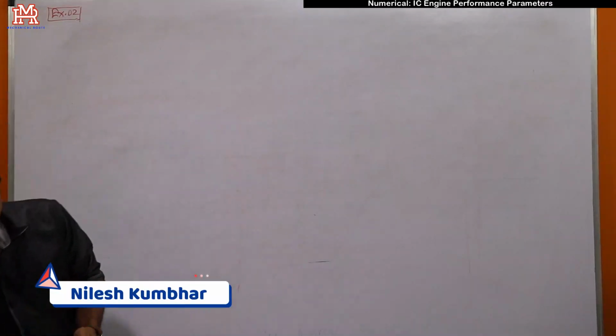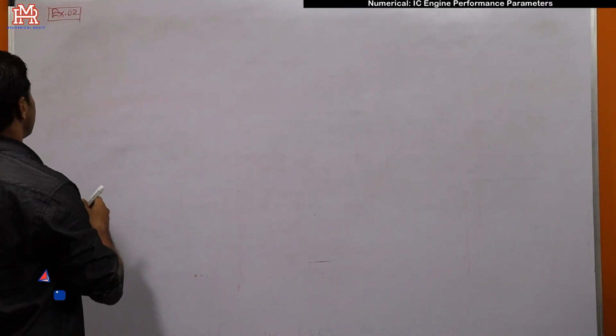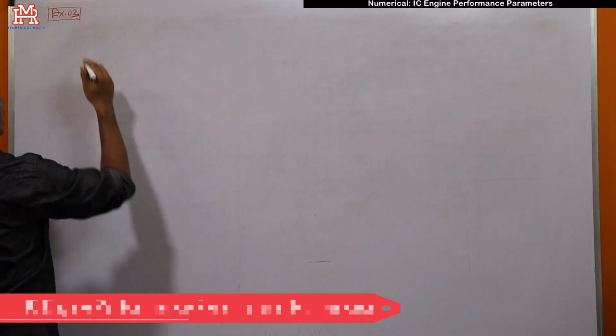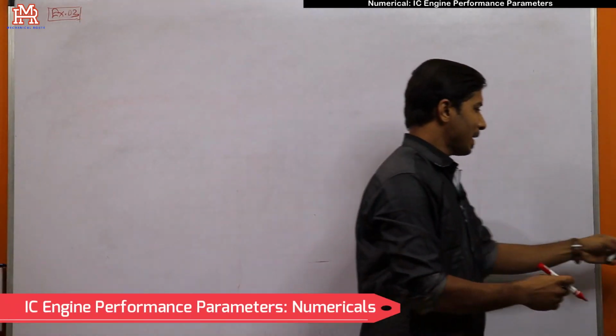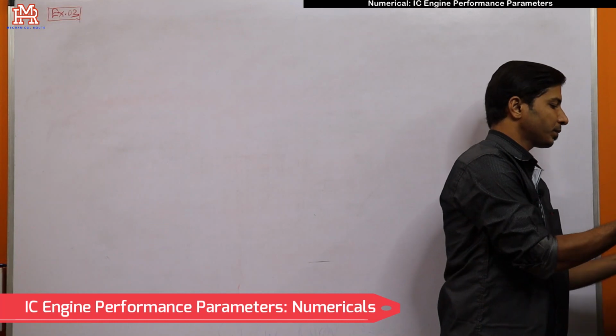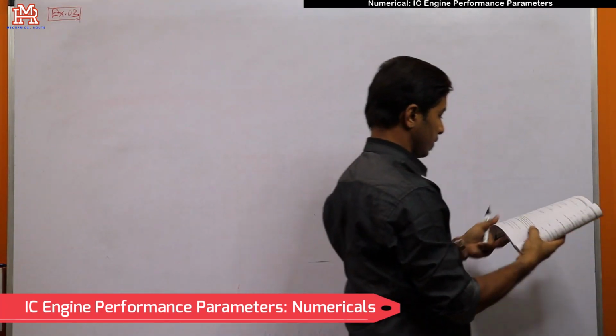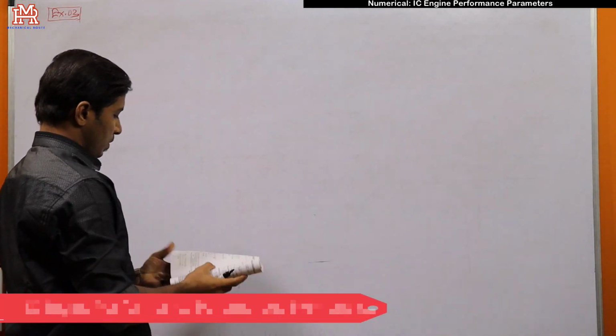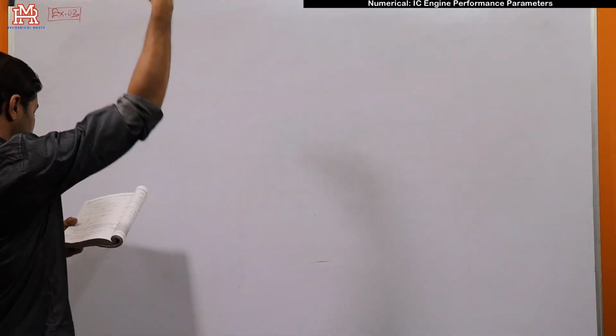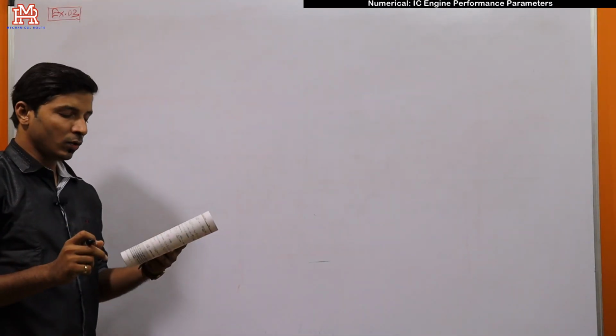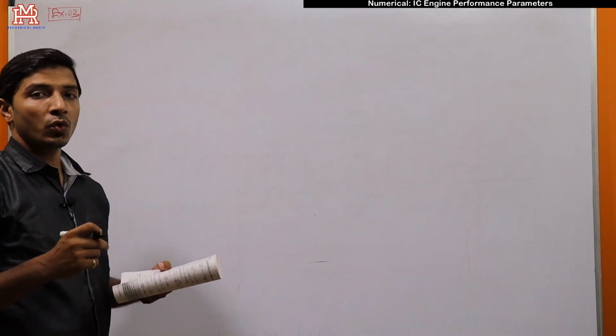So you have to just take down this numerical, which is a third example based on this IC engine testing and performance. Write down this numerical. A 6-cylinder engine operates on 4-stroke cycle.